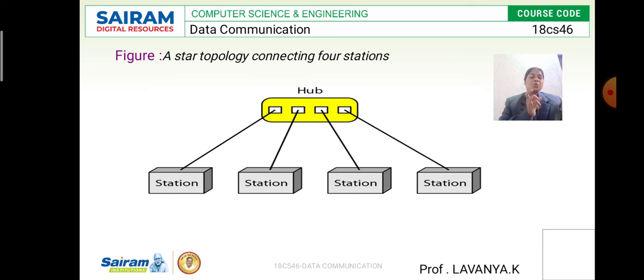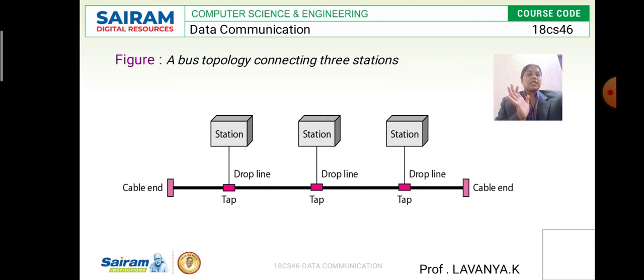Second, what is the disadvantage of the star topology? If the hub goes down, or if the hub gets any damage, the entire network of stations or nodes will go down. So this is the star topology.